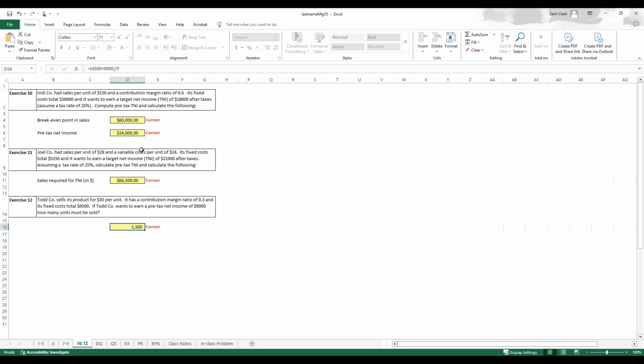So again, we know our sales price. We can use our contribution margin ratio, which was 30%, to figure out the contribution margin per unit, which was $9 per unit. To figure out our break-even point in units, we divide our fixed costs by the contribution margin per unit. Then if we want a target net income of 9,000, we just add that onto that zero, so everything above that is the profit, and we arrive at the 9,000. So we'd have to sell 1,500 units to meet our goals there.